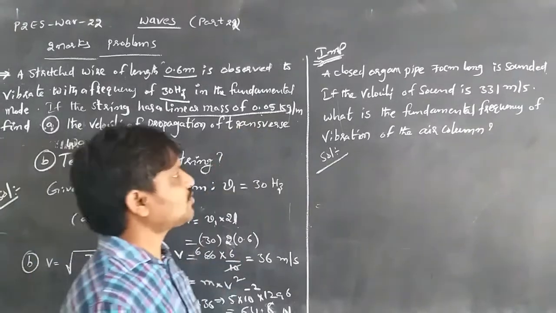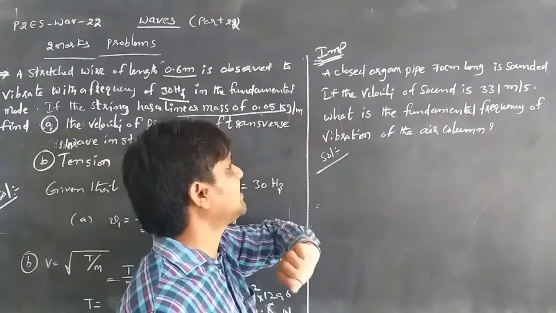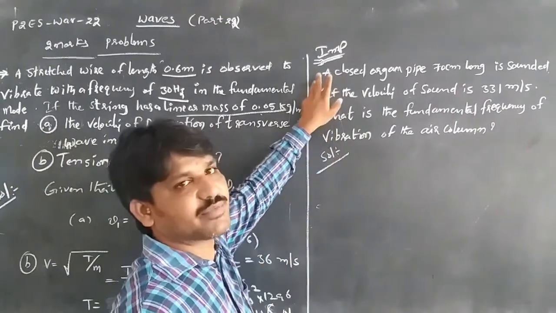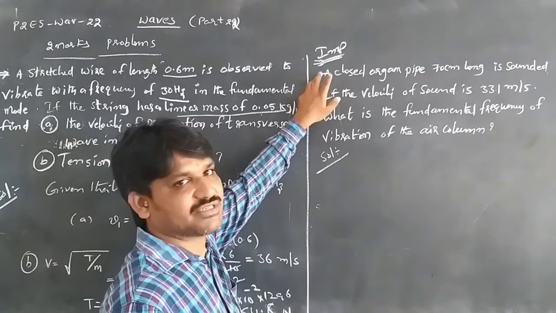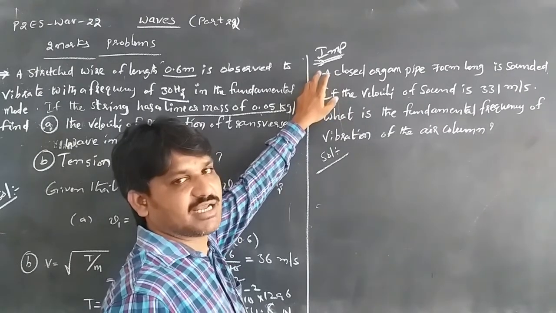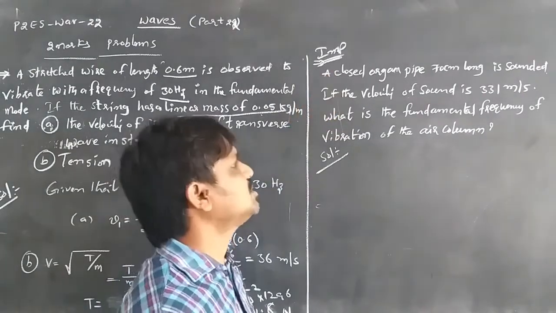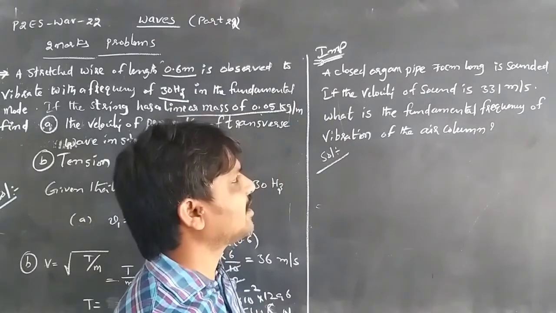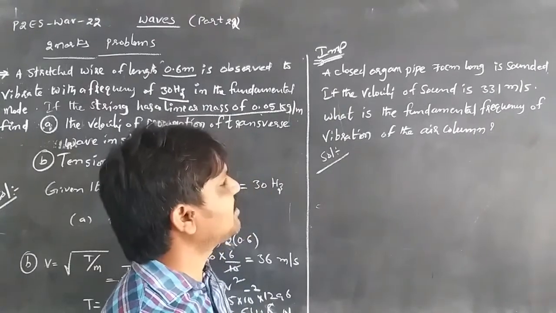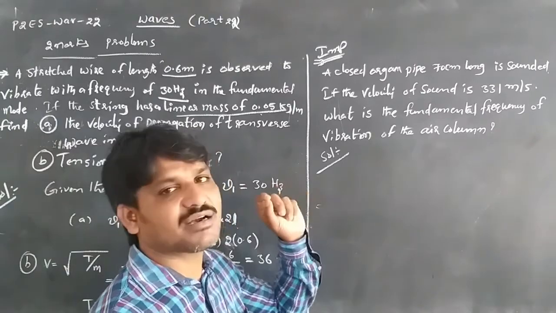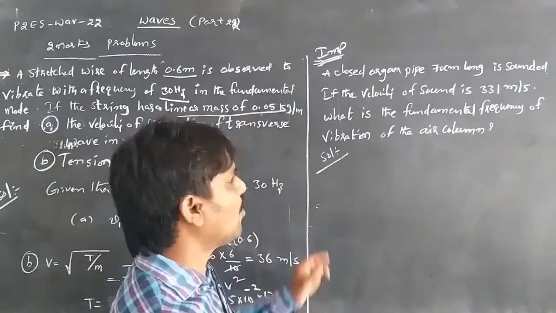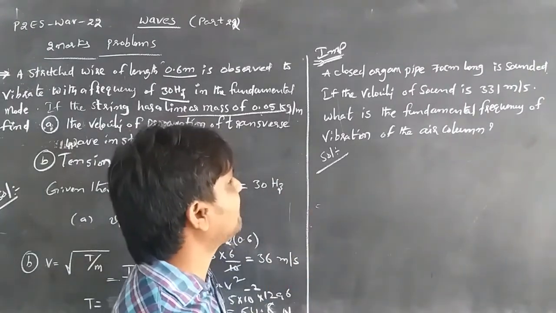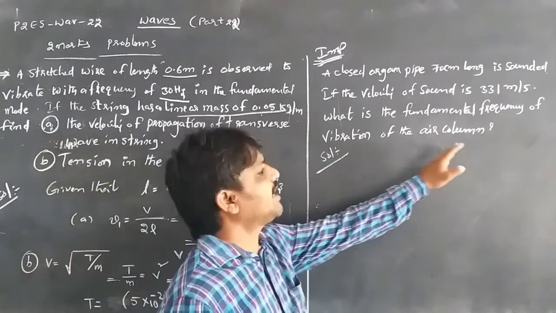Next we are going to discuss the next problem. This is a most important problem, which has come several times in the public examination for the Board of Intermediate Education, Telangana and Andhra Pradesh. A closed organ pipe 70 centimeter long is sounded. If the velocity of sound is 331 meter per second, what is the fundamental frequency of vibration of the air column?